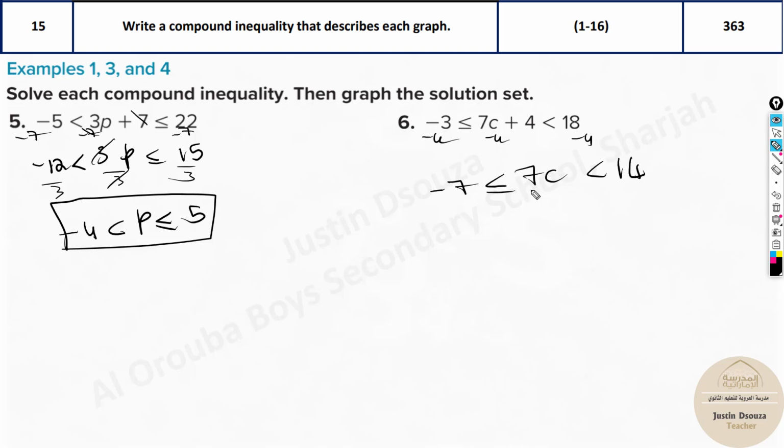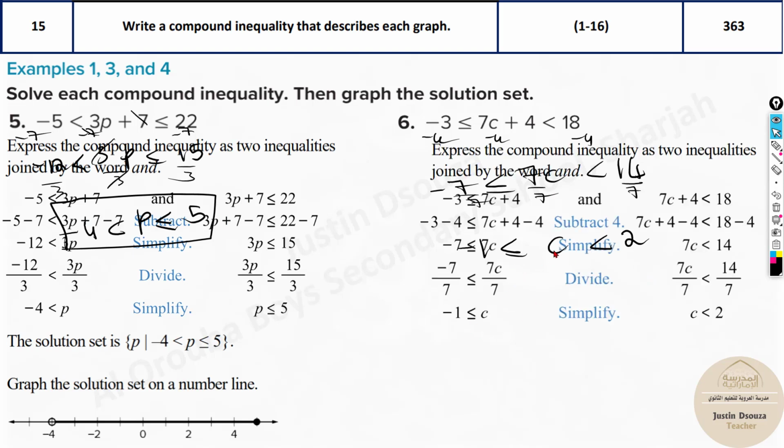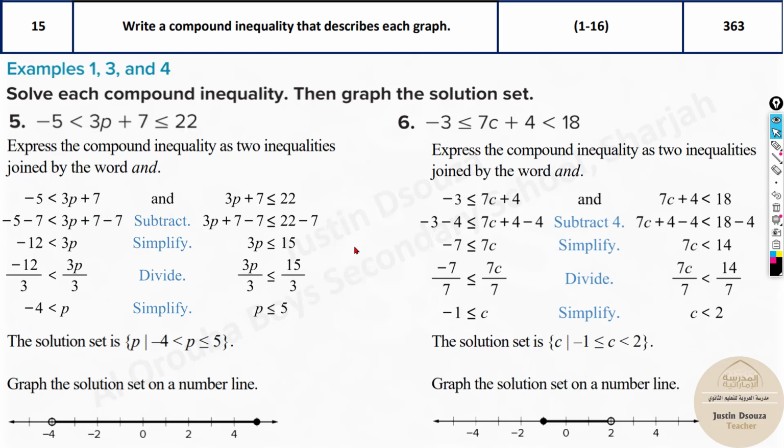Now what do you want? Divide by 7 throughout. Divide by 7, 7, 7. So you'll get minus 1 less than or equal to C less than 2. So this is the direct method. You can look at this and solve it. It's fine. This is absolutely correct. Not to worry. And that's the answers. You can see over here it's minus 1 less than or equal to C, but C is less than 2. Here, this will be the graph. I hope this is clear. It's the same methods, but little bit twisted problems.